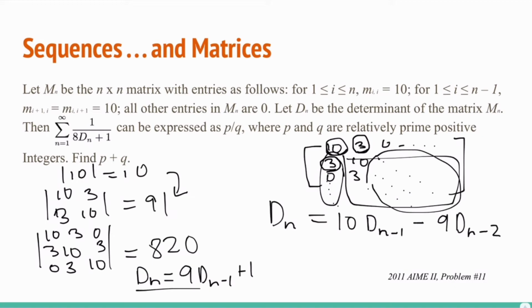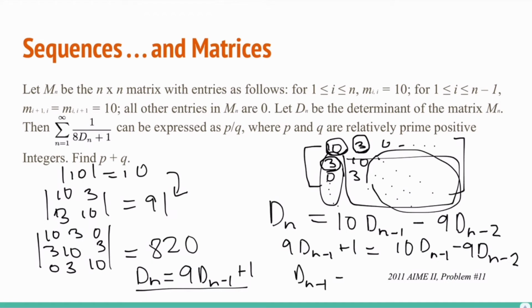Let's say this holds for values under n minus 1, since we know it holds at least for the first 3 values. So we get 9d of n minus 1 plus 1 equals 10d of n minus 1 minus 9d of n minus 2. And this simplifies to d of n minus 1 equals 9d of n minus 2 plus 1, which we know is true because that's what we generalized. So we know that this formula is true, and so is this formula.